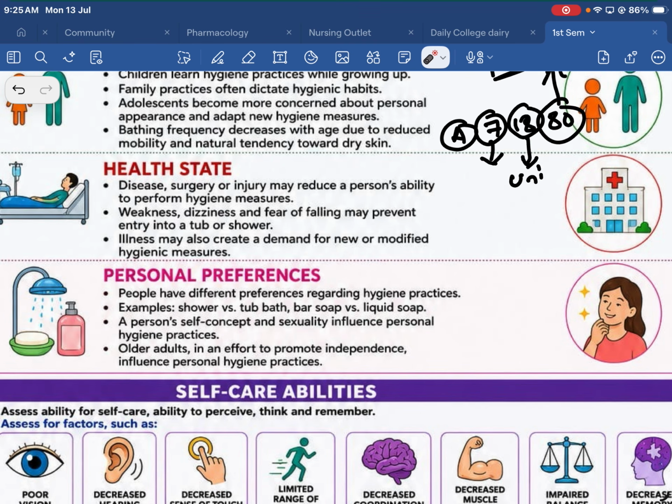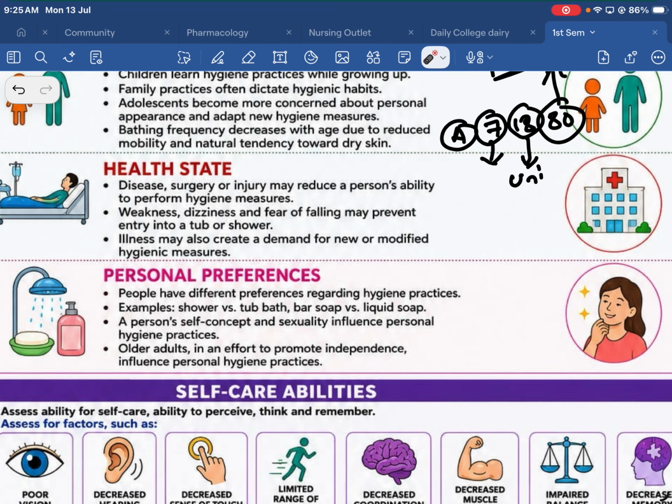Now if illness is there, that will create the demand for a new adaptation, a new modified hygienic care from the healthcare providers. Suppose the patient is unconscious or can't move. What do we have to do? We need to give the care at the bedside. Clear? Are you understanding? So that is a new modification.